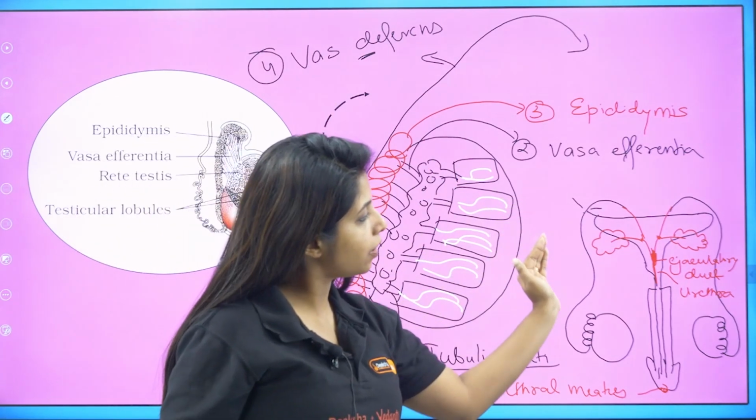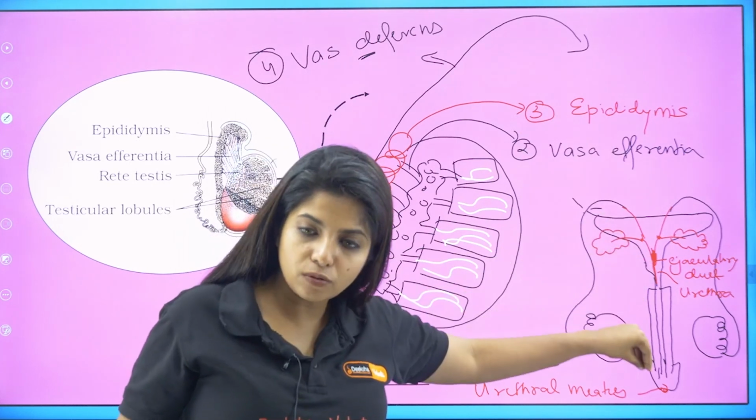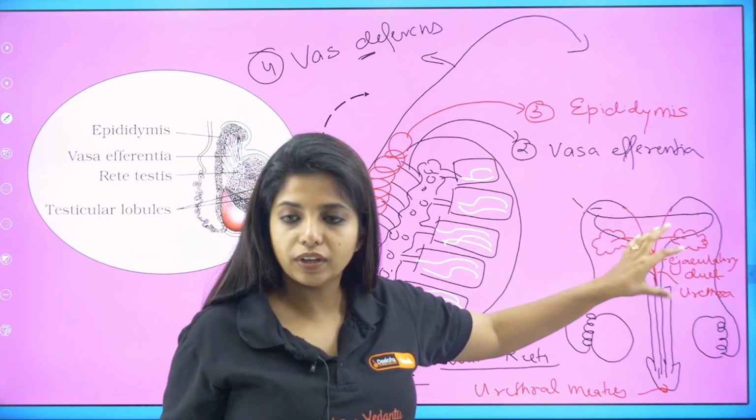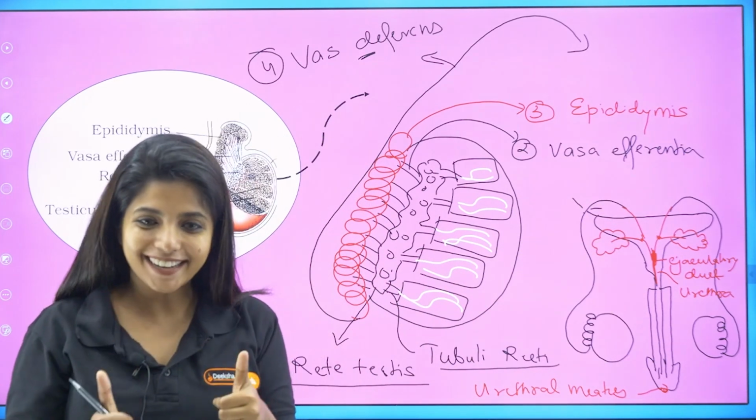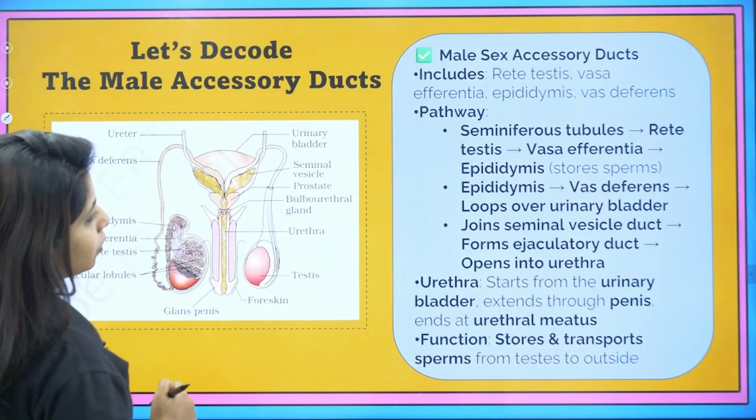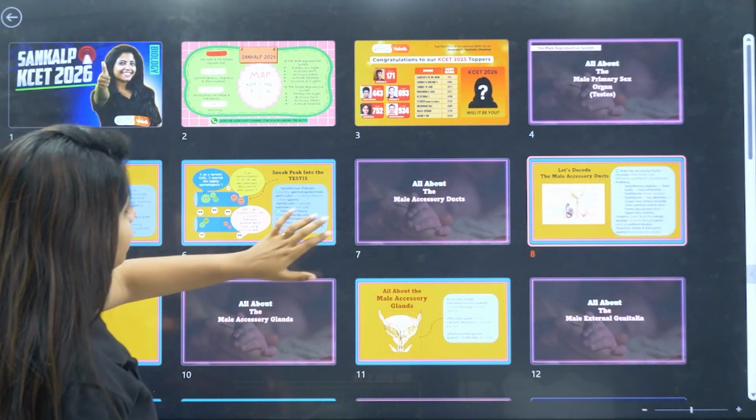So, the urinary bladder, around it comes the vas deferens, and then it goes and forms a common duct over here, ejaculatory duct, which opens into urethra. Done. Now, we will have a quick read of it. Ayyo, where is it?